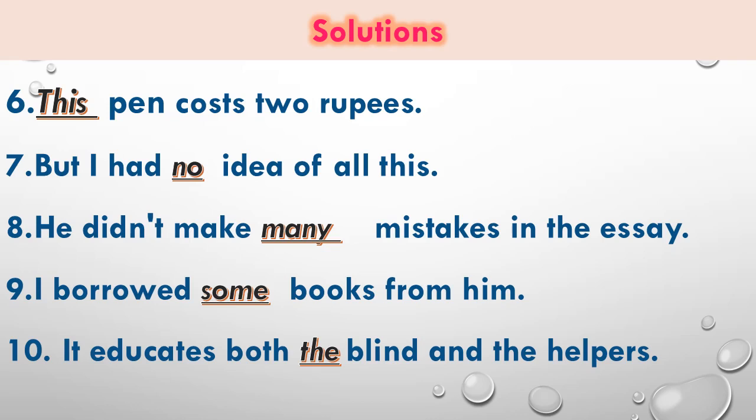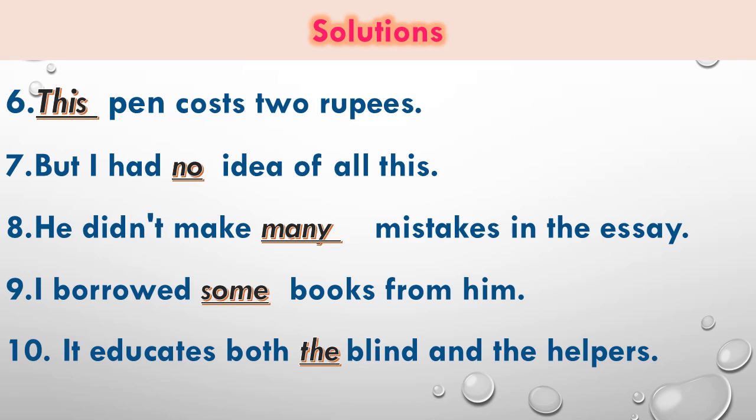Okay students, ninth one is I borrowed some books from him. I borrowed some books from him. So here the word some is used, that is a quantitative. It is showing us the quantity of something, but not exactly. I borrowed some books, but don't know how many I borrowed, it is not told exactly. So that means here the word some is a quantitative or quantifier that is showing us the quantity of something, but not the exact number.